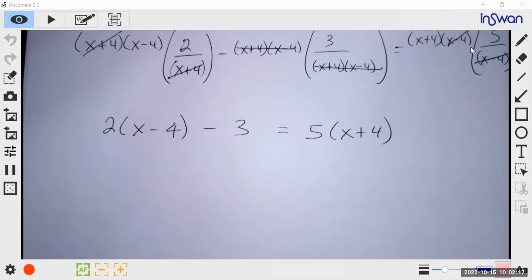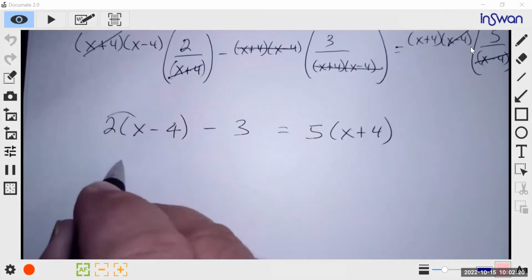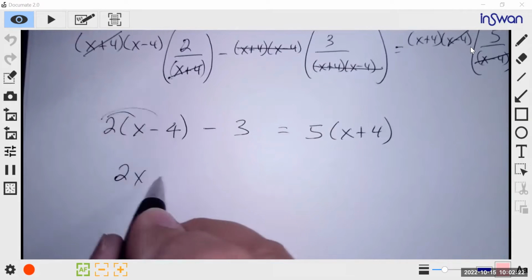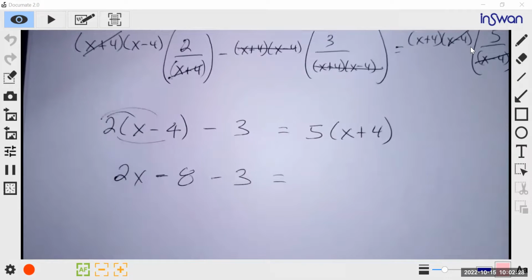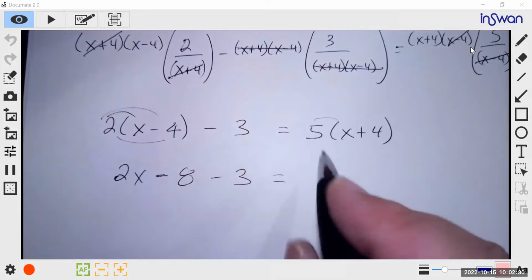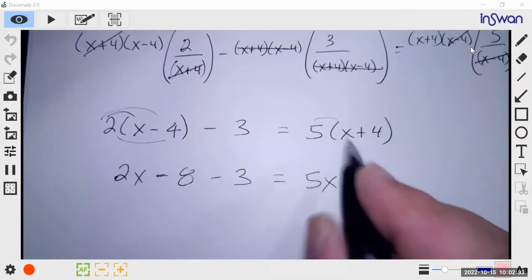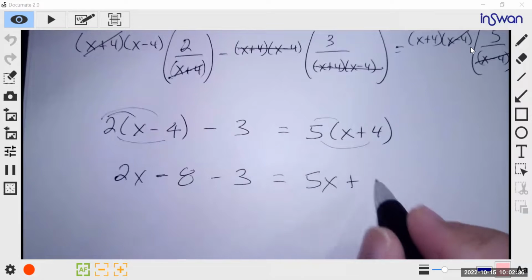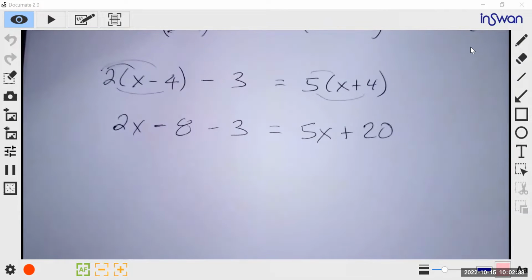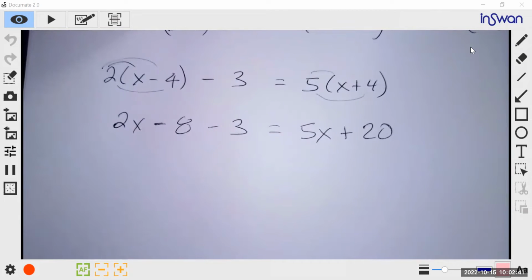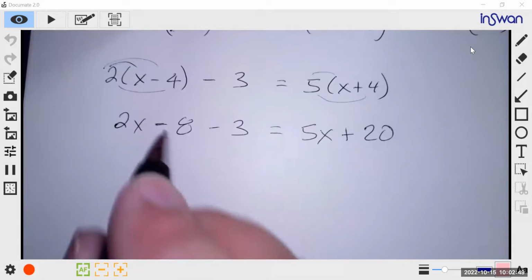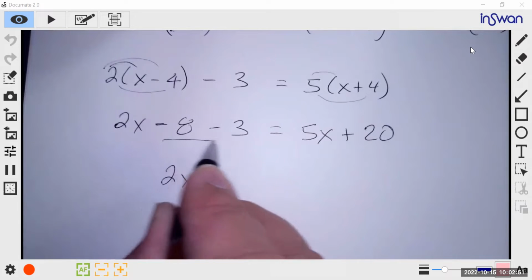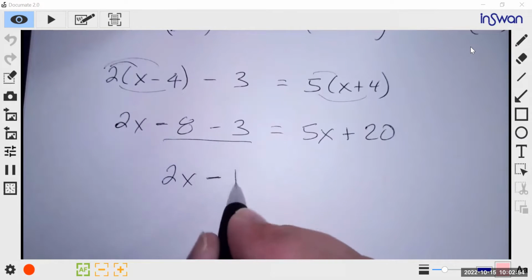So, yep, now get rid of the parentheses. 2 times x is 2x. Positive times negative is negative. 2 times 4 is 8. Positive, positive is positive. 5 times x is 5x. Positive, 5 times 4 is 20. Whenever you get rid of parentheses, always combine like terms first. Negative 8 minus 3, they're both negative. 8 plus 3 is 11.